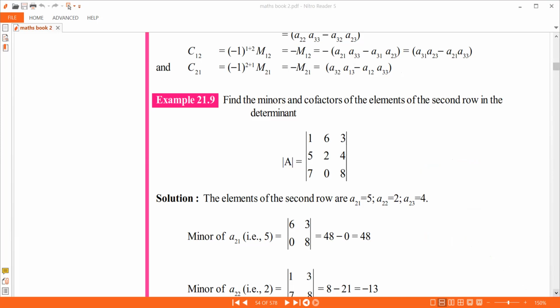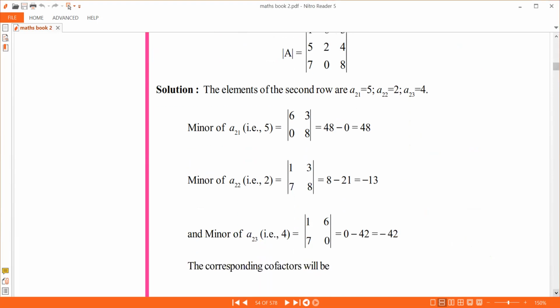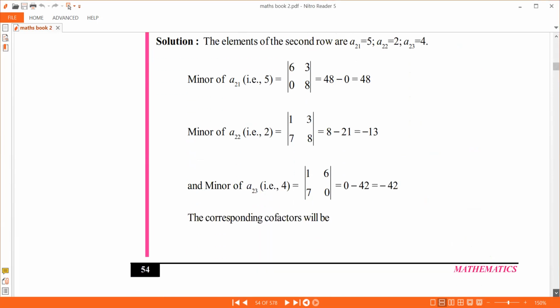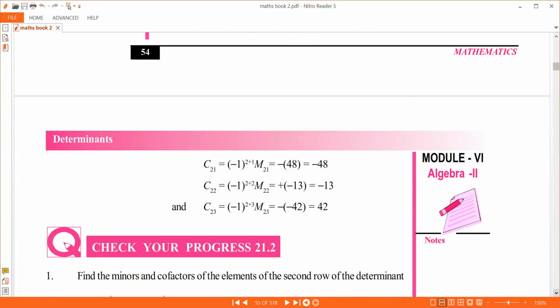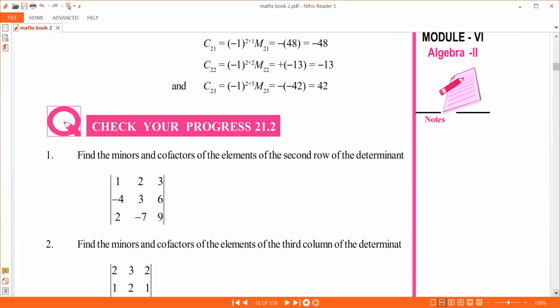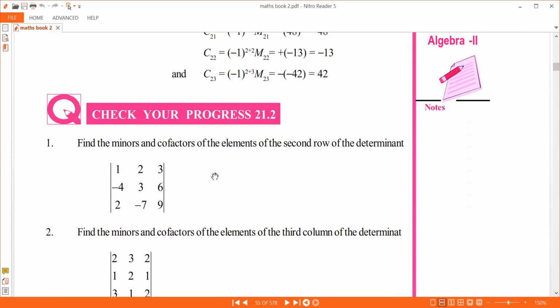So we see that next. Find the minors and cofactors of the elements of the second row of the determinant. So the second row is this. For this, you have to find the minors and cofactors. When it is the second row, the minor of the first element will be M21.